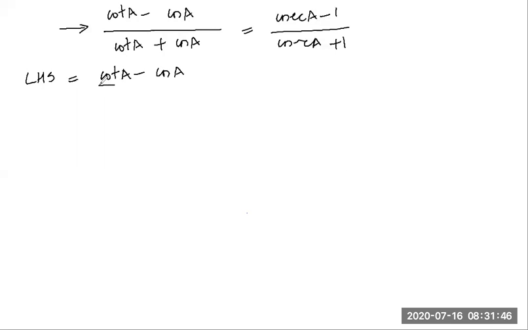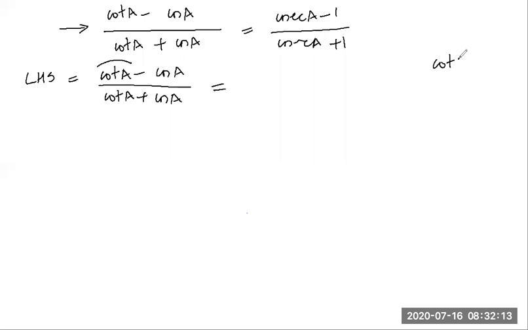cot A minus cos A divided by cot A plus cos A. Students, can you tell me how I can express cot A in terms of sin A and cos A? We can use the identity 1 plus cot square A is equal to cosecant square A. No, Supreet, because we don't have cot square A. We only have cot A.